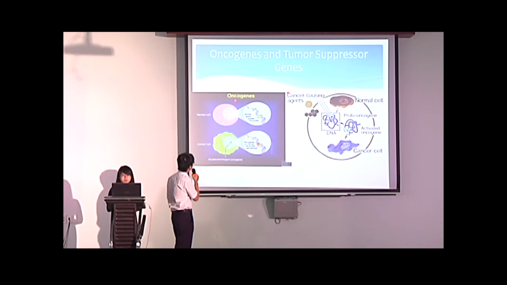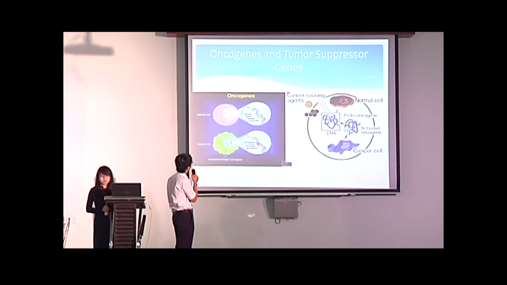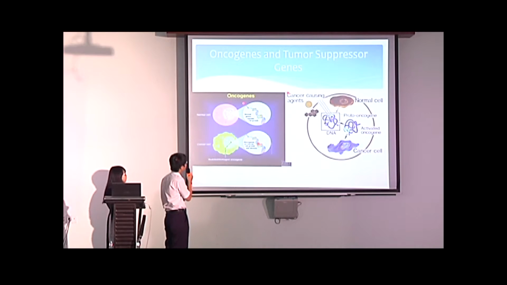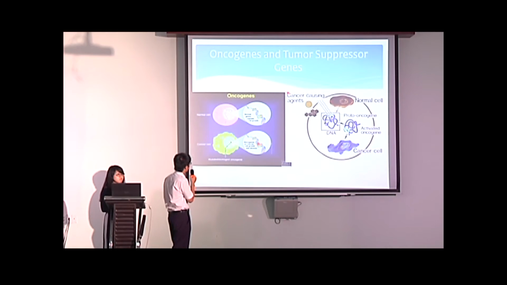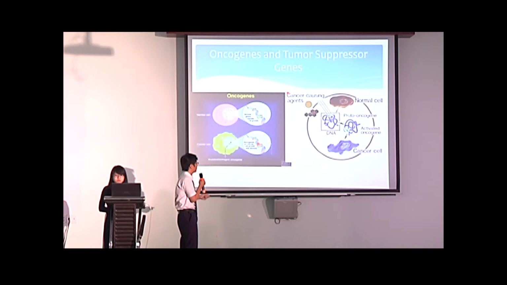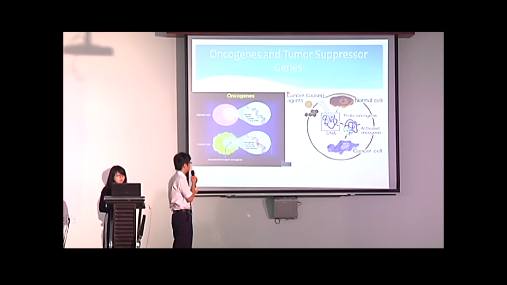And another mechanism is the increased expression of oncogenes, so the cell will be damaged, or the decreased expression of the suppressor gene. So the combination of the two genes will probably result in cancer.